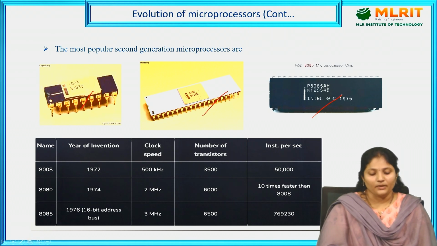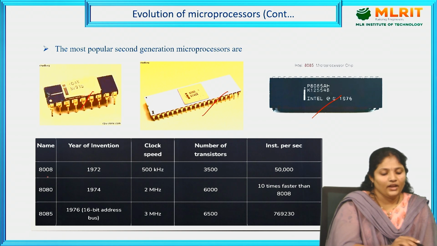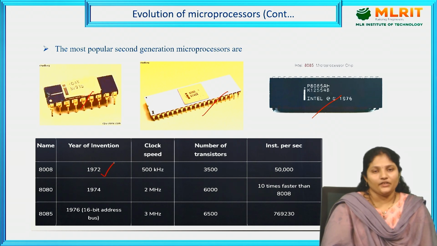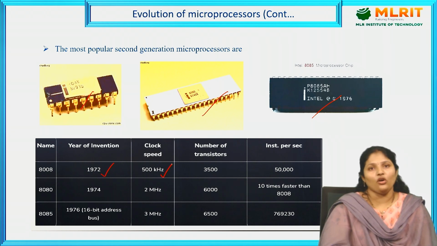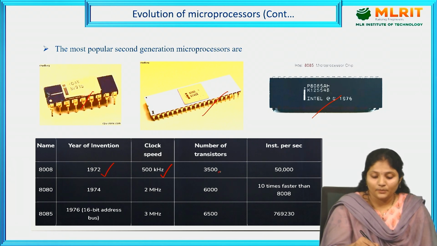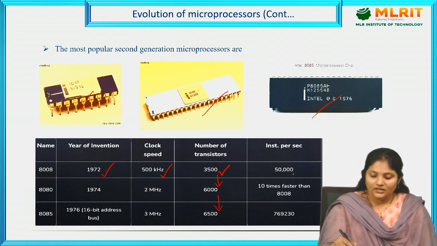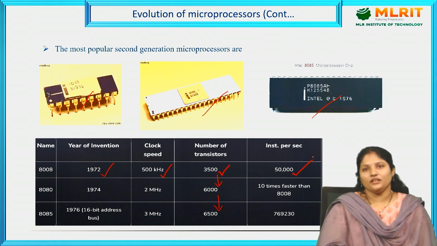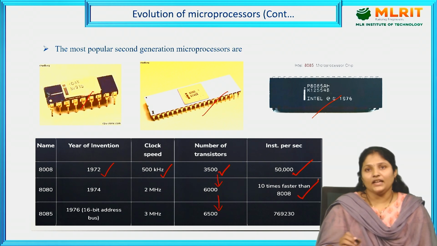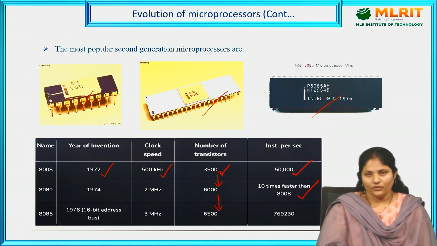So next, these are the 8008, 8080 and 8085 microprocessors. All are 40-pin microprocessors. The 8008 was invented in the year 1972, with a 500 kilohertz clock speed, and the number of transistors used in that chip is 3500. See, the number of transistors used in ICs has increased greatly over time. In the 8008, 50,000 instructions can be executed per second, and this became 10 times faster in the 8080.